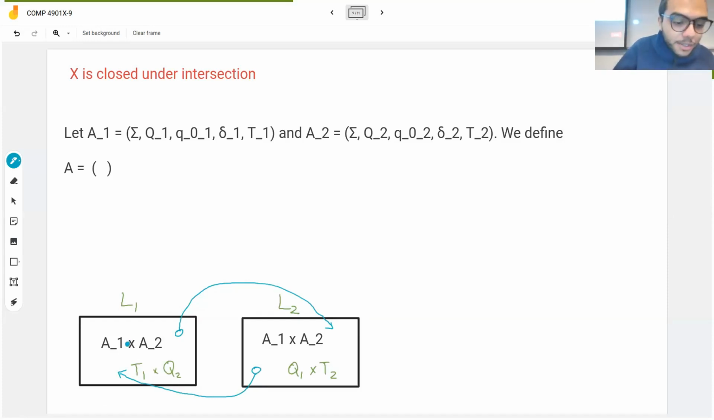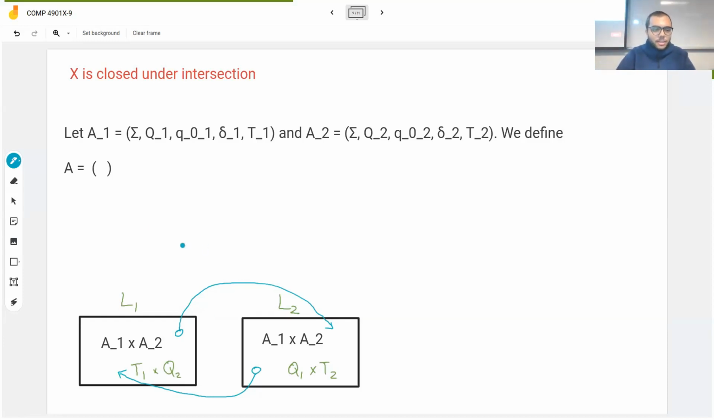Sorry, I shouldn't have said L1 and L2 because those are languages. But anyway, if I want to see the accepting states on the right-hand side infinitely many times, the only way to do that is to also see the accepting states on the left-hand side infinitely many times. Because every time that I see an accepting state on the right-hand side, I'm forced to go back to the left-hand side. Right? And the only way I can come back is to see an accepting state. Yeah, so this basically gives us the intersection. Because now I'm forced to see the accepting states on both sides infinitely many times.